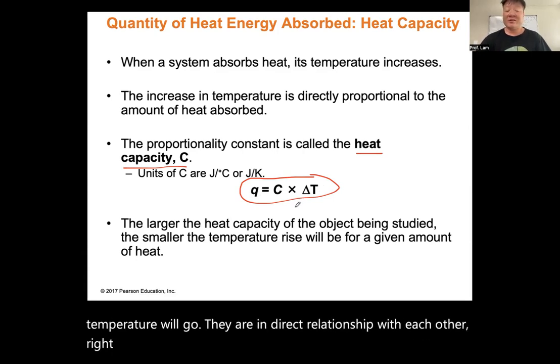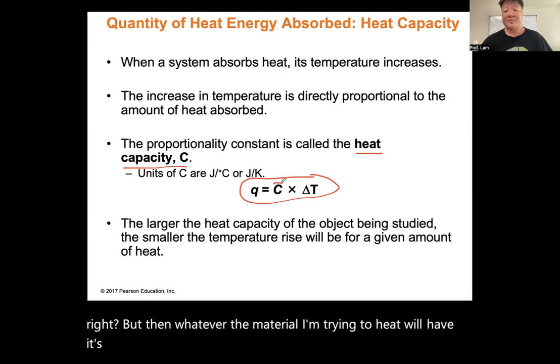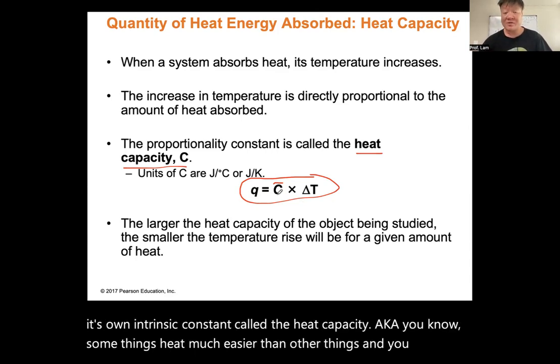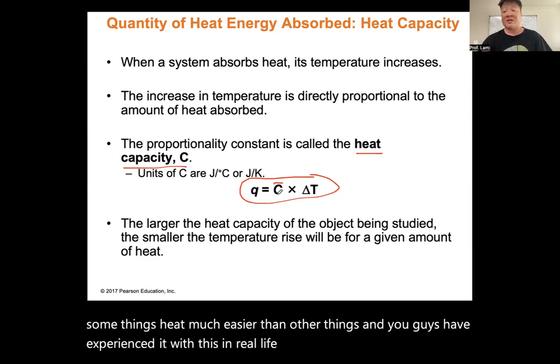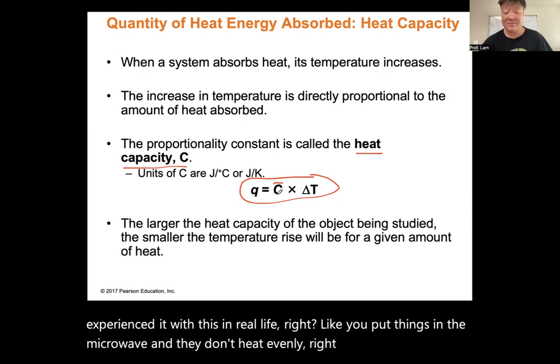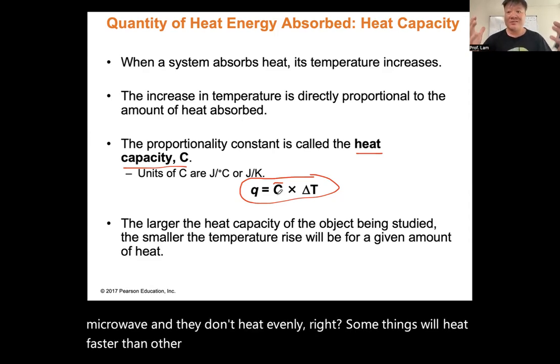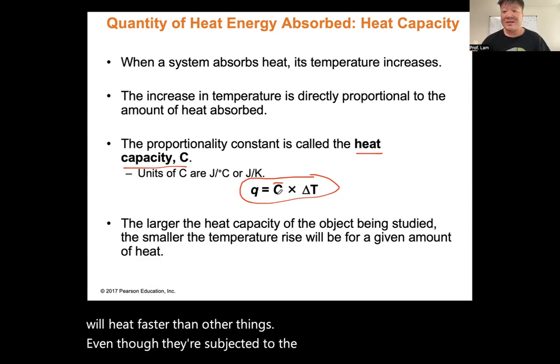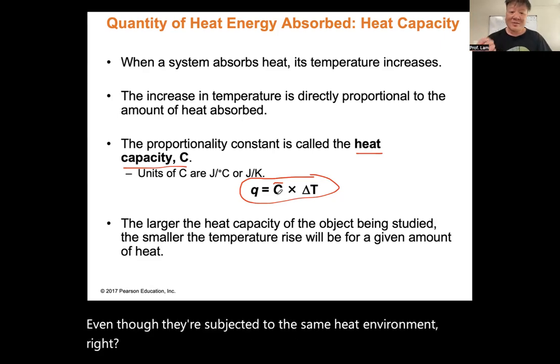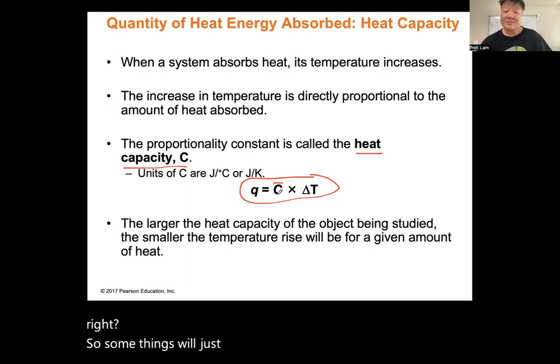But then whatever the material I'm trying to heat will have its own intrinsic constant called the heat capacity, aka, some things heat much easier than other things. And you guys have experienced this in real life, right? Like you put things in the microwave and they don't heat evenly. Some things will heat faster than other things, even though they're subjected to the same heat environment. So some things will just absorb heat better than others, and the temperature will change faster, right?